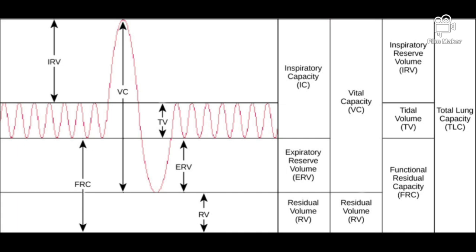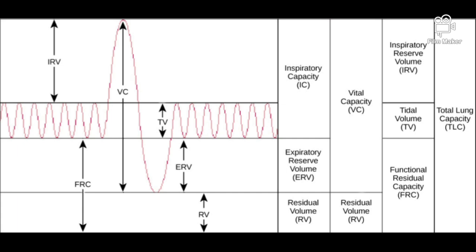The next volume is IRV, the inspiratory reserve volume. If we look into the inspiratory phase, at the top end of the TV, the subject makes a maximum effort in drawing in air by inspiration. This maximum inspiratory effort a person's lung makes is called IRV, and the normal value for a healthy young adult is about 2000 to 3000 ml.